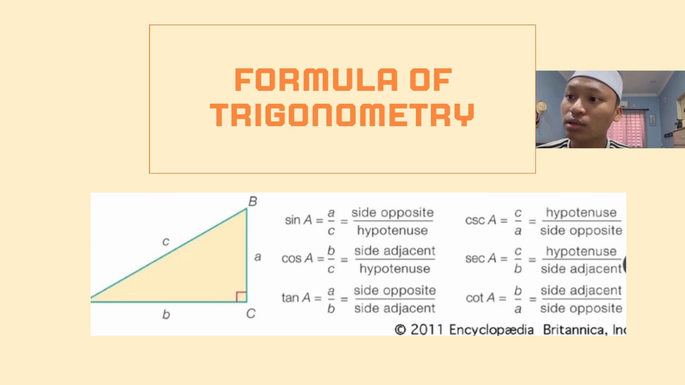Sec A equals c over b, equals hypotenuse over side adjacent. For tan A equals a over b, equals side opposite over side adjacent. Cot A equals b over a, equals side adjacent over side opposite.